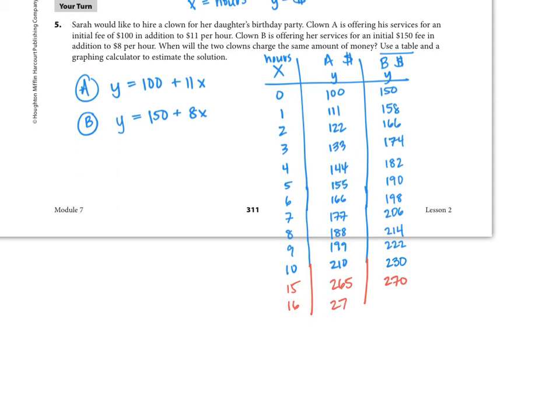16 hours would be I'm adding 11. 276. 17 hours would be 287. And 18 hours would be 298. And then for clown B, 278, 286, and 294. Okay.